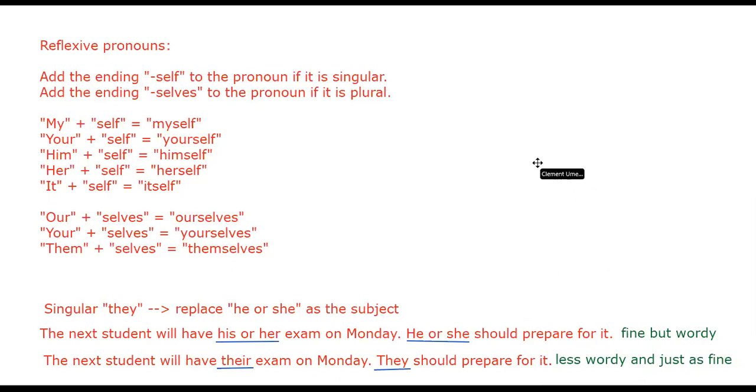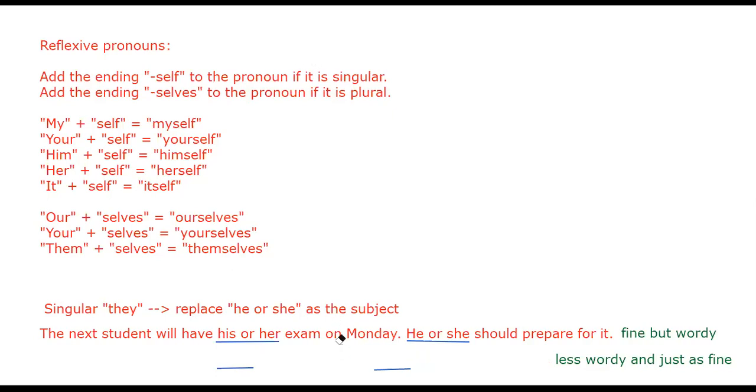Okay, but the reflexive pronouns, I should point out, we don't consider them separate cases, as I said earlier. It's just a way of referring back to ourselves when the object is the same as the subject. And that's just a comment I wanted to make about the singular they. Sometimes you can use they to replace he or she as the subject, but this is only when the gender of the student is not known.